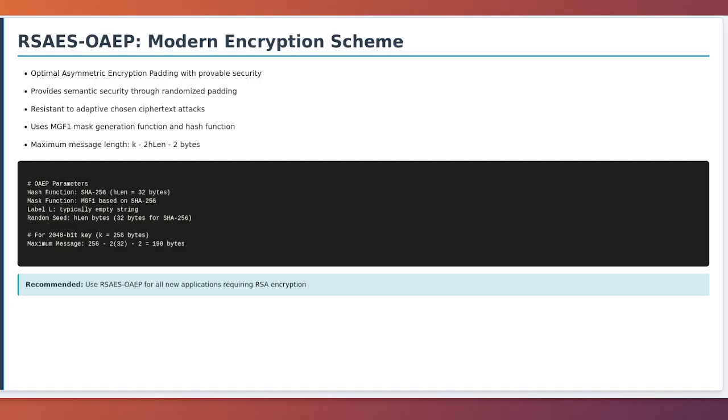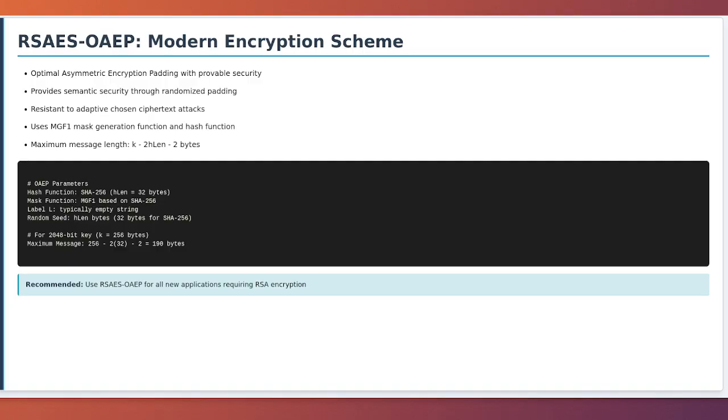The OAEP padding mechanism is quite sophisticated. It starts with your actual message M that you want to encrypt. First, the scheme generates a random seed, typically using a cryptographic random number generator. This seed is crucial for semantic security, meaning that encrypting the same message twice produces different ciphertexts, which prevents attackers from recognizing when the same data is encrypted multiple times.